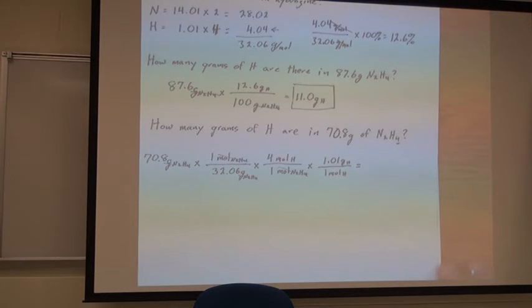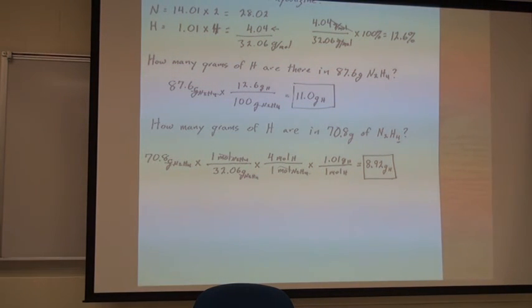Okay, are we ready? You guys got to do that thing you do with the calculators, because I don't have a calculator with me. I know you're going to help me out here. 70.8 times 4 times 1.01 divided by 32.06. That should give you the answer. 3 significant digits. What do you get? Thank you very much. And there we go. Now put a box around the answer. There you are. That's what you do.